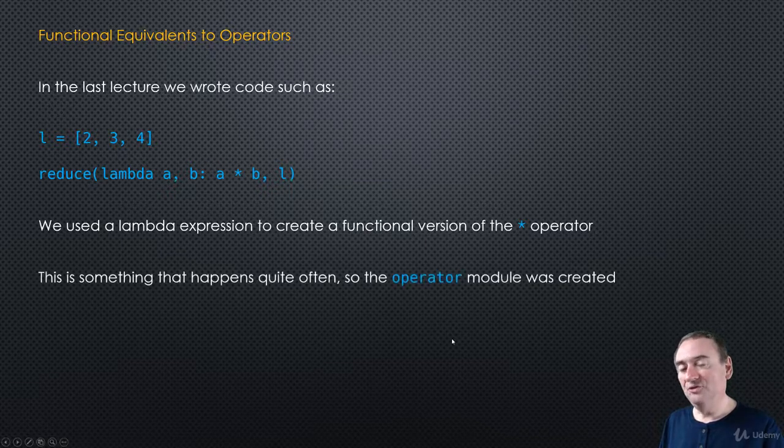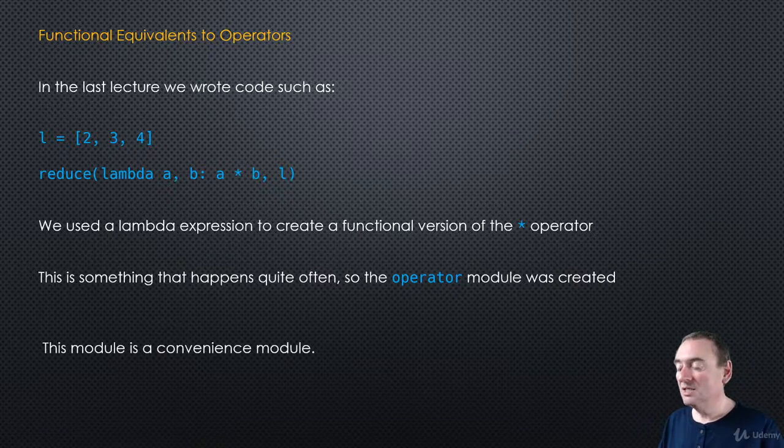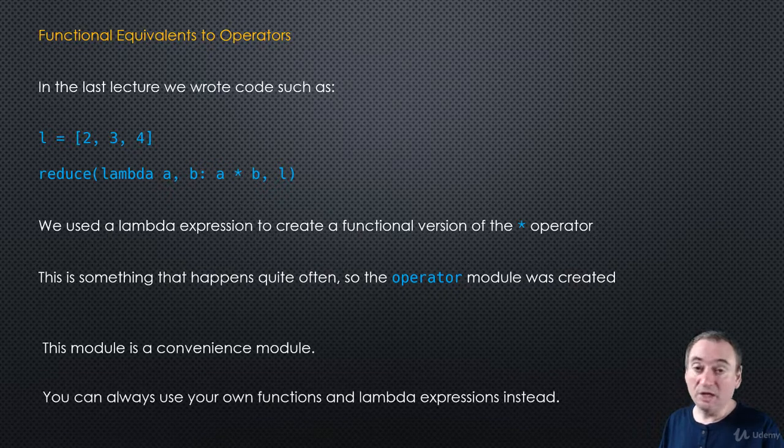So we don't have to do that, however. We can use the operator module. The operator module was created to give us functional equivalents to a lot of the operators in Python, like for example, the multiplication operator. So instead of using our own lambda here, we can use a function that's defined in the operator module and pass that in as the function, instead of having to create our own function or a lambda. So it's really a convenience module, and of course you can always use your own functions and lambda expressions instead. You don't have to use what's in the operator module, but it's handy to have them around.